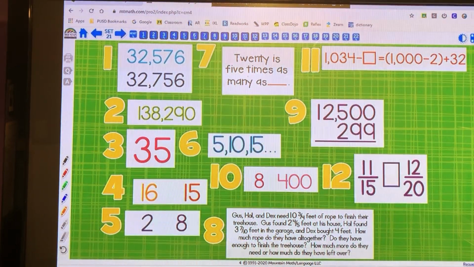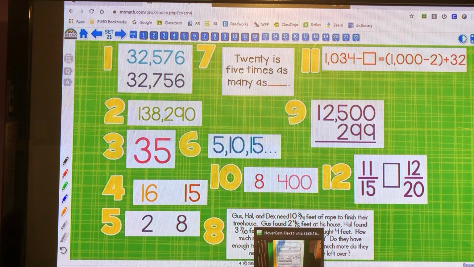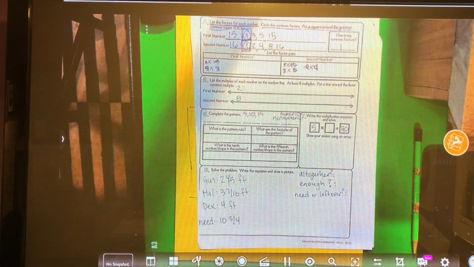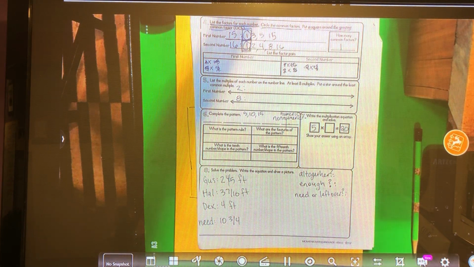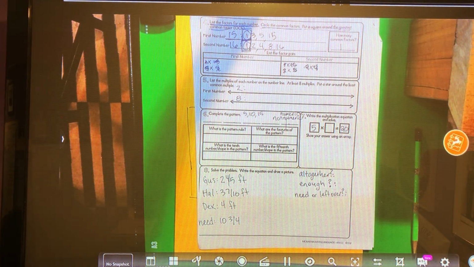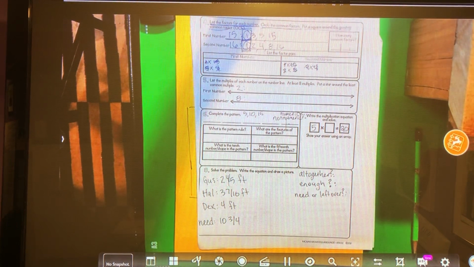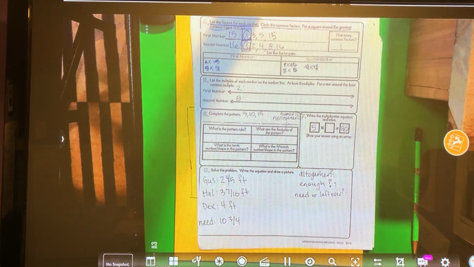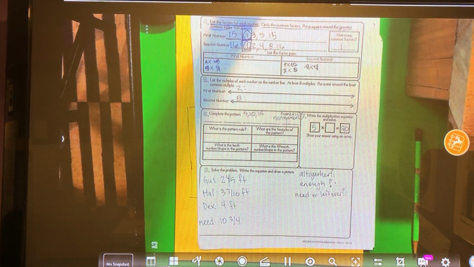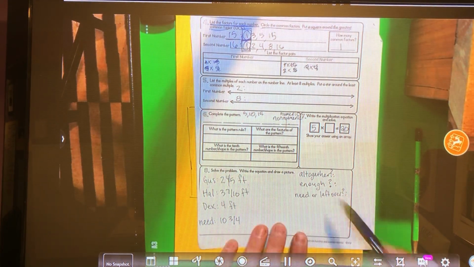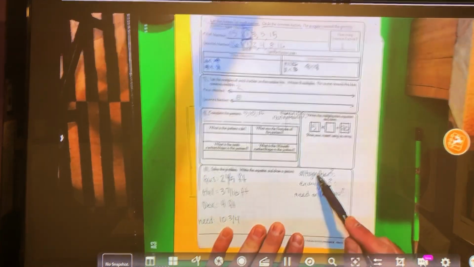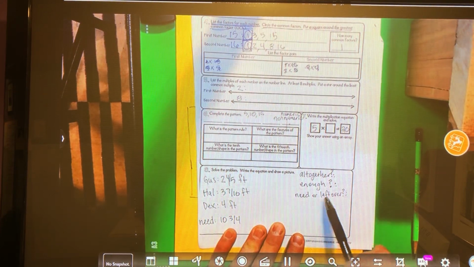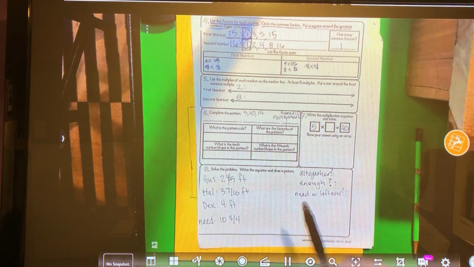Okay, and what that looks like on your Mtn Math form could be something like so. We have Gus, he's got 2 4/5 feet of rope, 3 7/10 feet of rope from Hal. Dex has got 4 feet. They need 10 3/4 feet to finish that tree house. And then you have your 3 questions. How much do they have all together? Do they have enough? And how much do they need, or how much do they have left over?